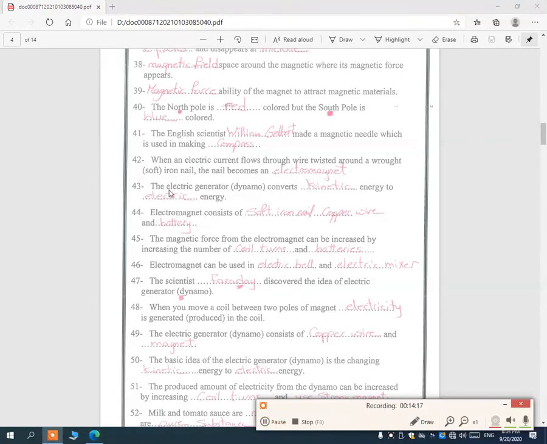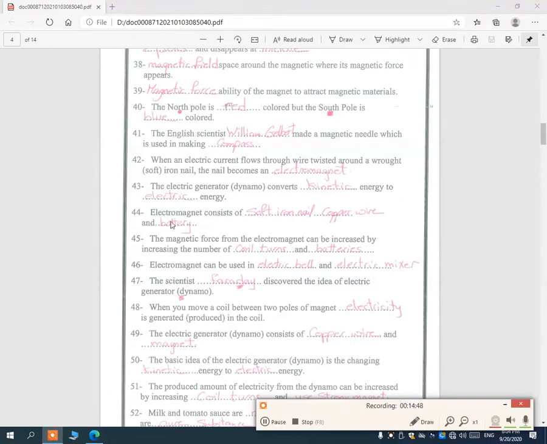43. The electric generator, which is dynamo. The dynamo converts dots energy to dots energy. Dynamo converts kinetic energy to electric energy. Kinetic or mechanical, both are the same. Because the dynamo is an electric generator, it produces electricity, so it converts kinetic energy into electric energy.